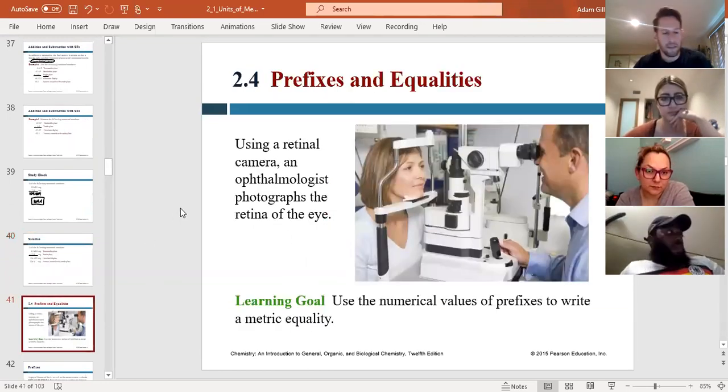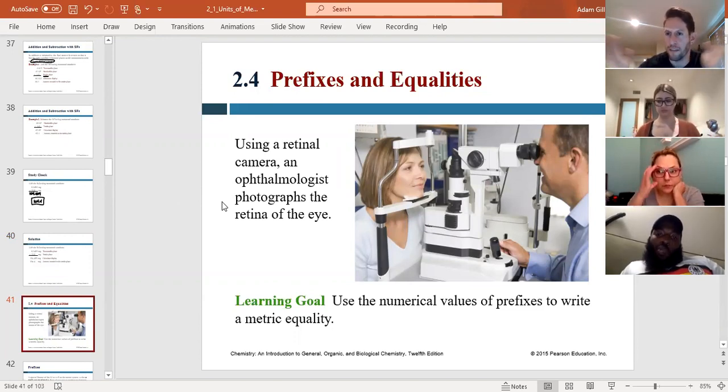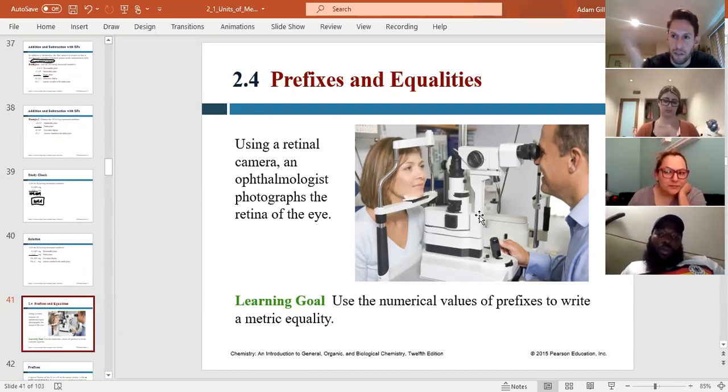Okay, so in the next section, we're going to be talking about prefixes and equalities. A prefix is the word that goes in front of your measurement to denote the scale. You guys are probably familiar with the difference between a millimeter, a centimeter, and a meter. The milli and the centi are prefixes that give you scale. A millimeter is tiny, a centimeter is kind of small, and a meter is reasonably large.